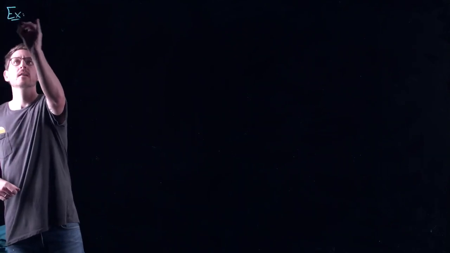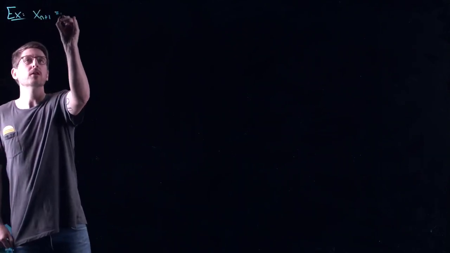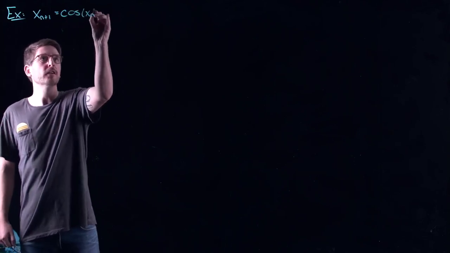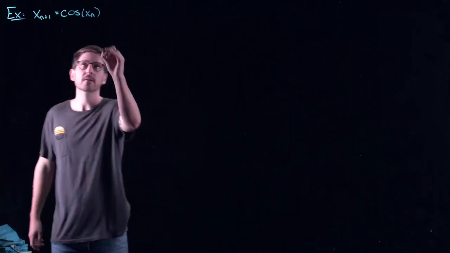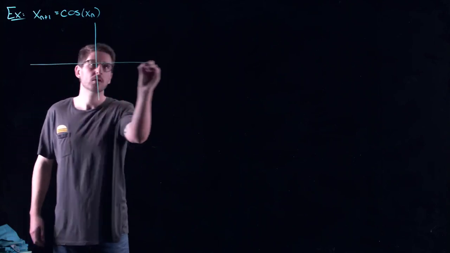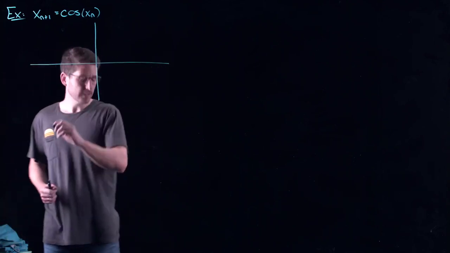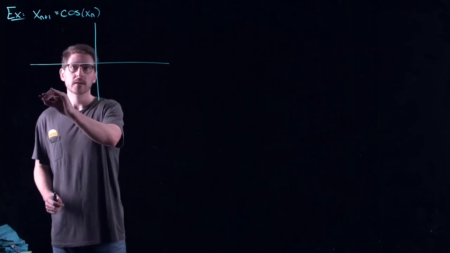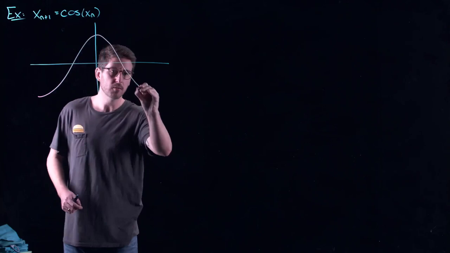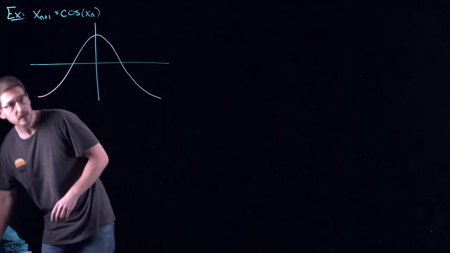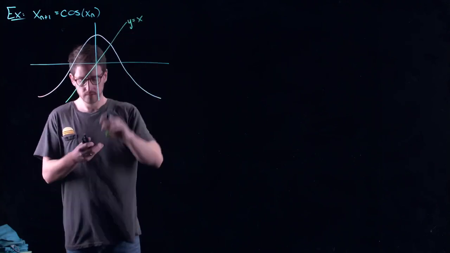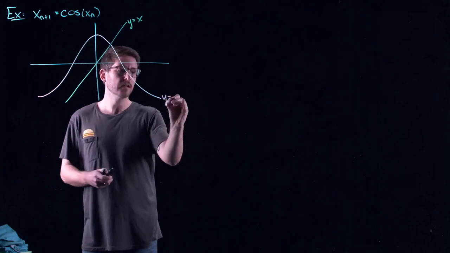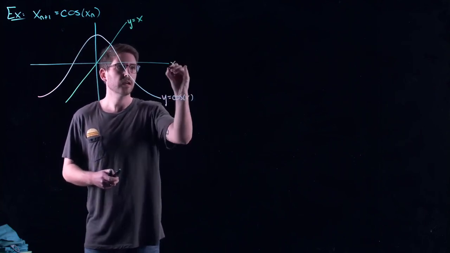Let's look at another example. So instead of sine, x_{n+1} equals cosine of x_n. All right, that's another function I know. I know how to plot it. Let's see what the cobweb diagram looks like here. In this case, I'm going to get something that might look like this. I'm only going to draw it within one period because it doesn't really matter what it looks like outside of one period. And here's y equals x. Here's y equals cos x. Here's x, here's y.